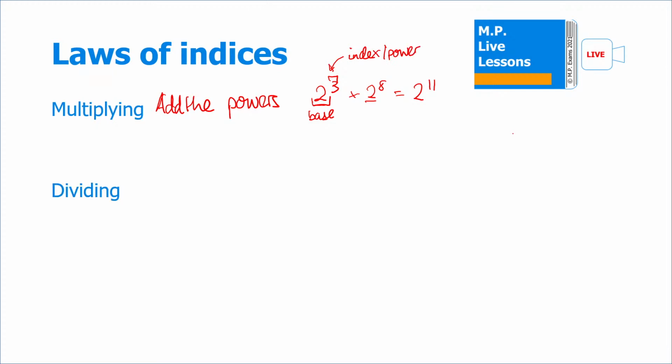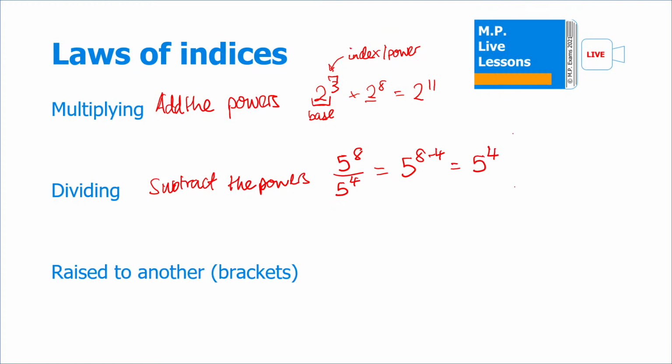The opposite will happen if you divide. So when you divide powers, you'll instead subtract them. This can commonly be seen in a fraction such as 5 to the 8 divided by 5 to the 4. That'll be 5 to the 8 minus 4, which is 5 to the 4.